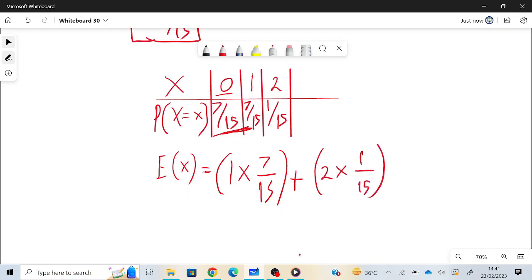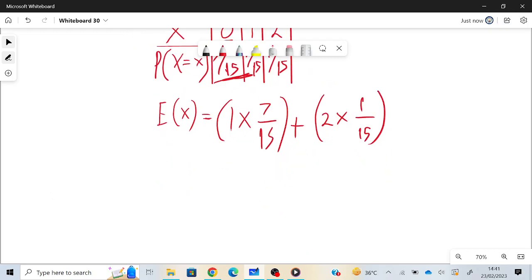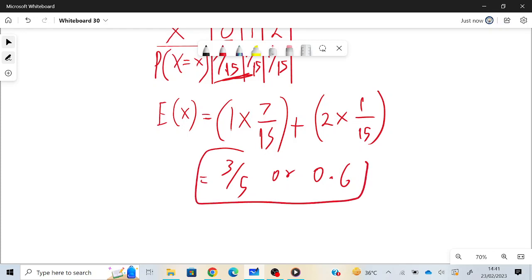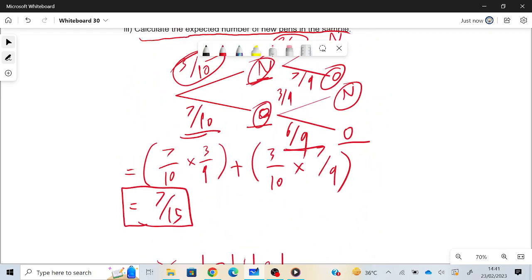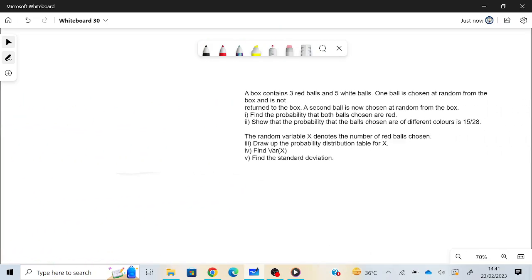Again, I disregarded this 0 and 7 over 15 because if I do 0 times 7 over 15, it would just give me 0. So no need to put that. Put this in your calculator: 1 times 7 over 15 plus 2 times 1 over 15, and this gives me 3 over 5, or in terms of decimals, 0.6. And that's the answer for that particular question.